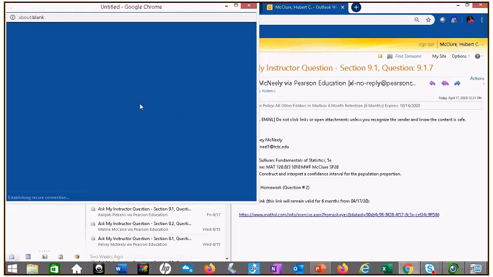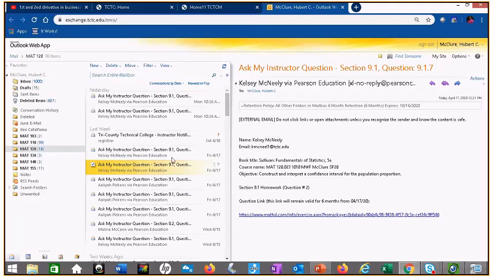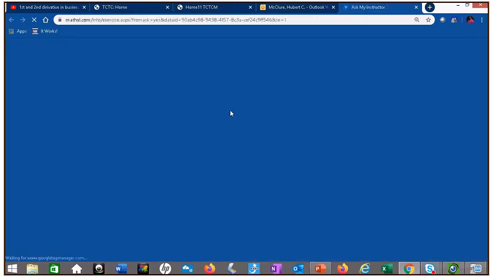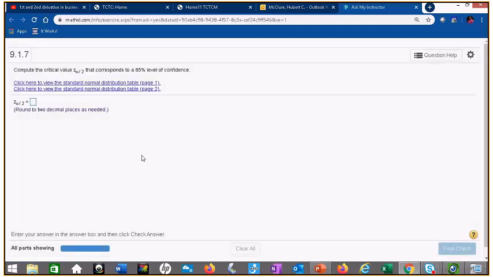9.17/2. Okay, let me go back. 9.17/2. Let's see if this is a repeat. Nope, it's the easy one. Okay, this is not on your index card, so you're going to have to figure it out. And this is how you do it.